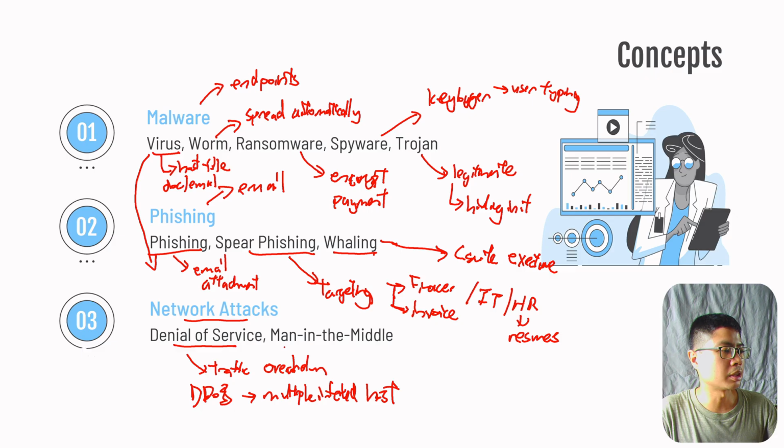And finally, we look at something called man in the middle. With a man in the middle attack, oftentimes the scenario that is painted is that an employee might connect to, let's say, Wi-Fi in Starbucks, and using that Wi-Fi connect to the company.